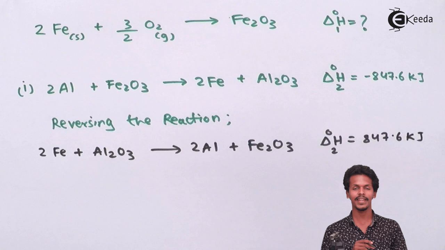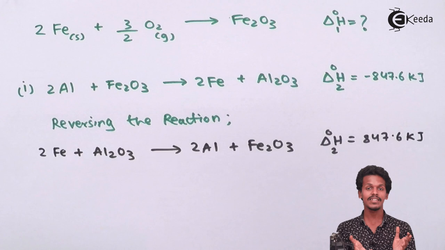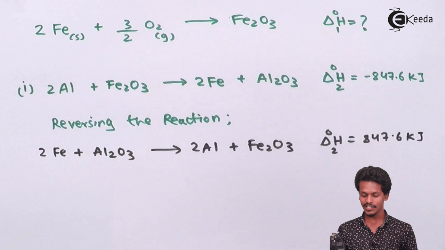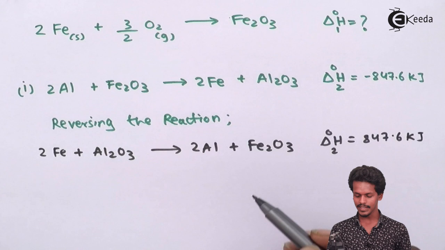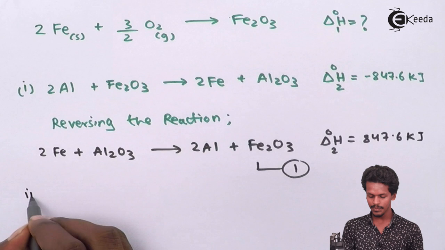But we have also studied the guidelines for mentioning the heat of reaction, and we got to know that if the reaction gets reversed, then the exothermic reaction will be converted into an endothermic reaction. So this is the reaction that we need, and we have got the value of H2, and I will consider this as equation 1.